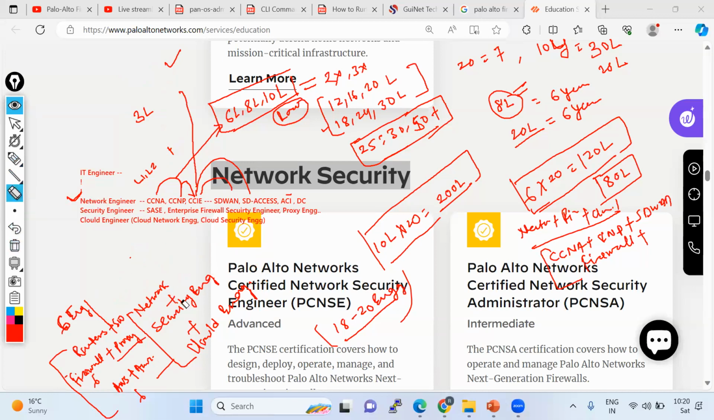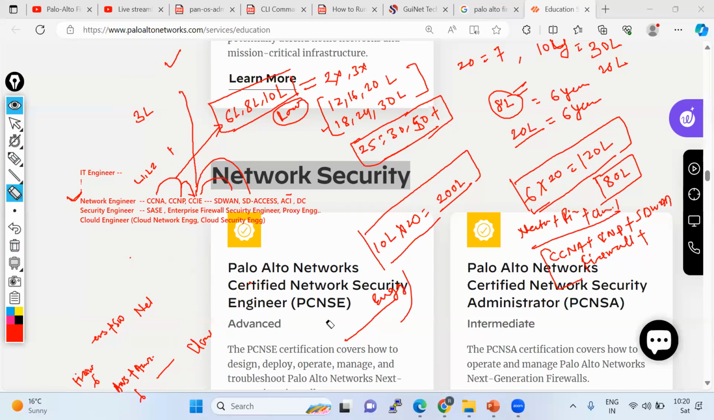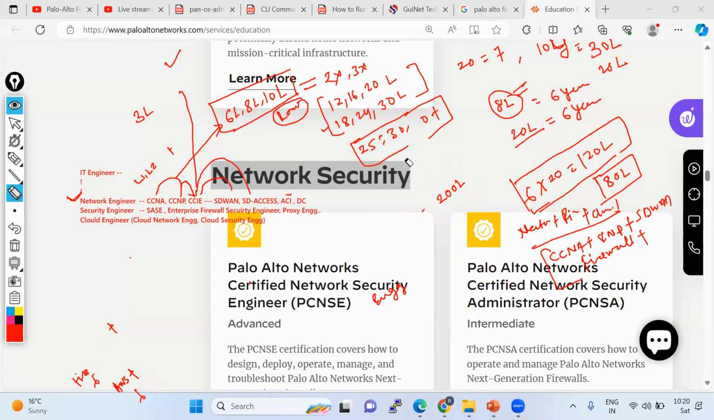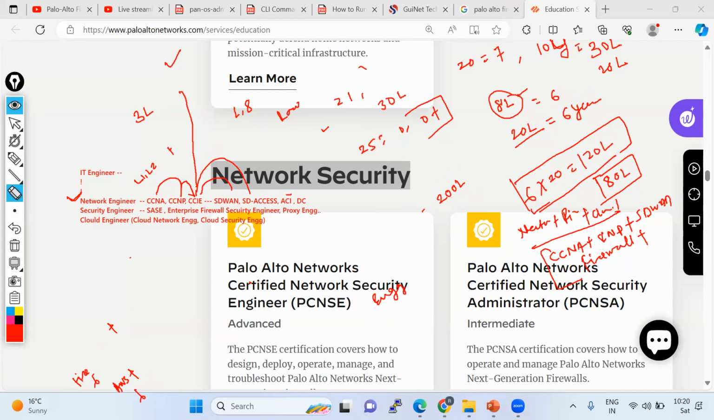That's why my recommendation is, even if you have done the CCNA, right? Even if you have done the CCNA or CCNP, it's good. You can stay with the CCNA and CCNP. There is no problem.